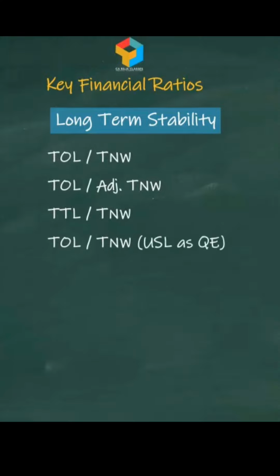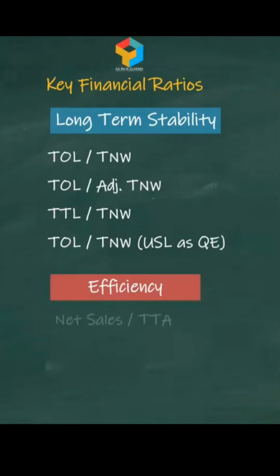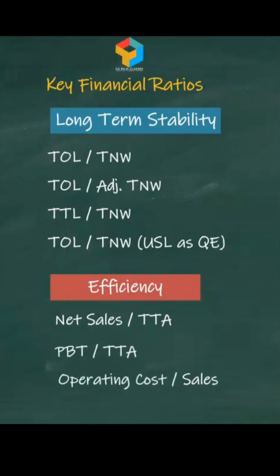Moving on to long-term stability ratios, where they'll be comparing TOL with TNW, TOL with adjusted TNW, TTL with TNW, and TOL with TNW where unsecured loan is treated as quasi-equity. Then moving on to efficiency ratios, where they'll be comparing net sales with TTA, PBT with TTA, operating costs with sales, bank finance with current assets. They'll also be analyzing the cash cycle.